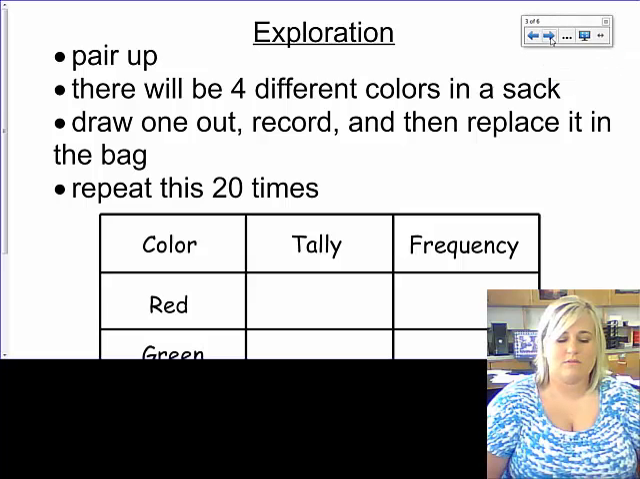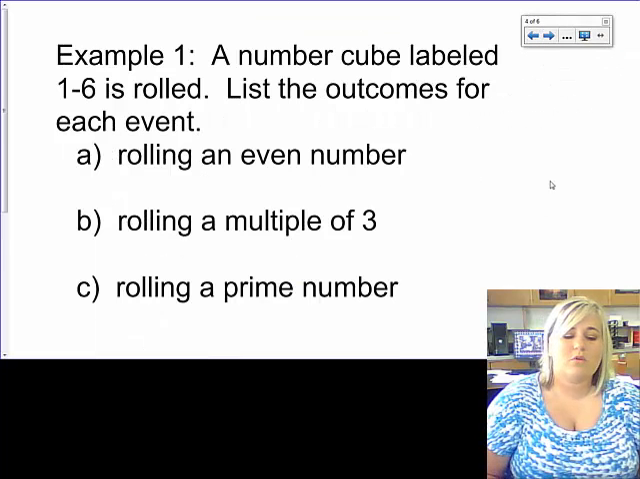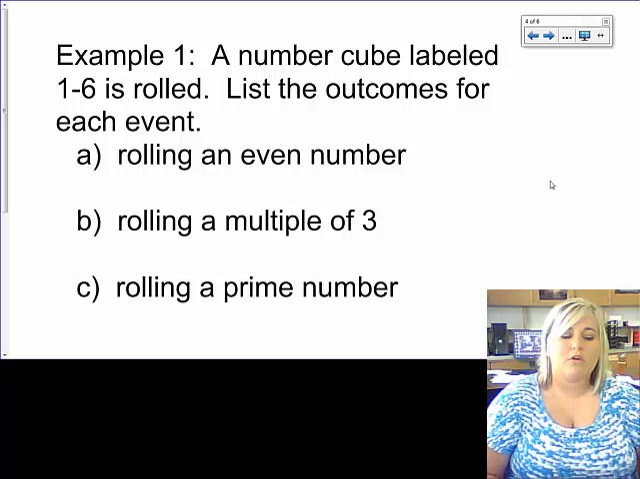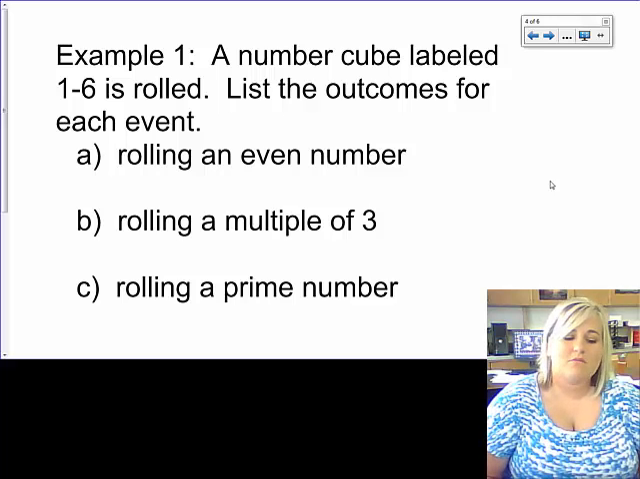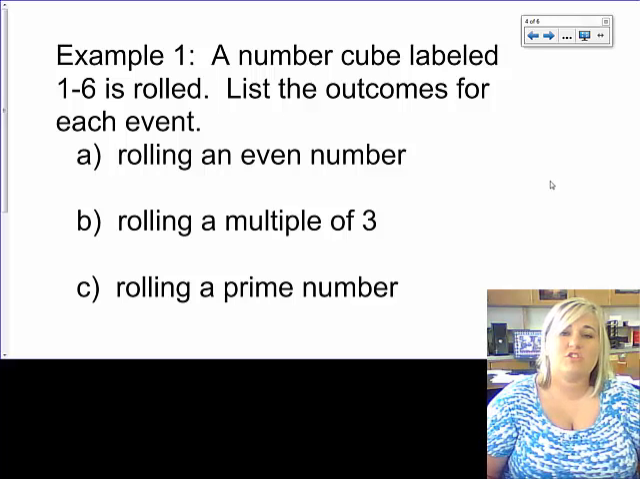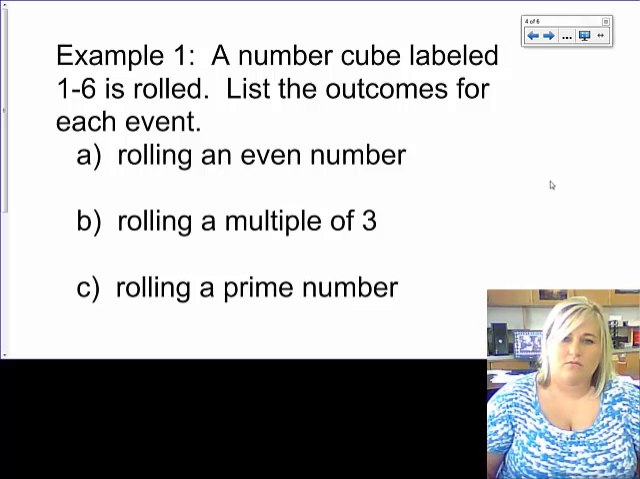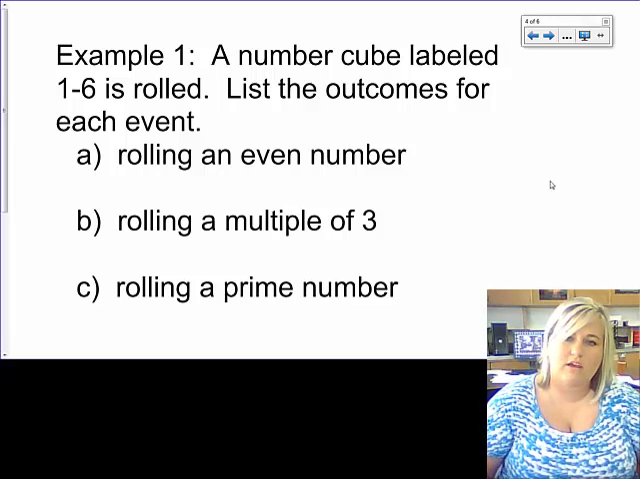We're not going to do this part. Okay, so for example 1, it says a number cube labeled 1 through 6 is rolled. List the outcomes for each event. So it wants just to know the outcomes. Okay, rolling an even number. That means I want to know the possible outcomes of rolling an even number.